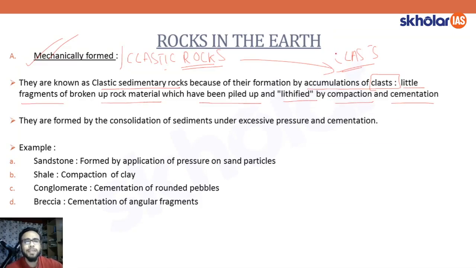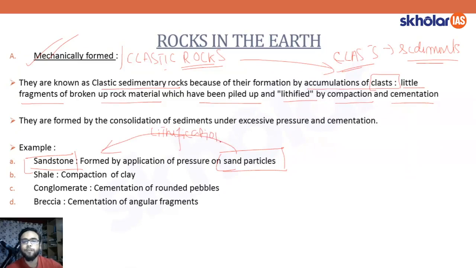Understood? So what are clasts? Clasts are nothing but rock fragments, or these can also be called as sediments, right? So these sediments under the process of compaction, cementation and compression will result in the formation of clastic sedimentary rocks. Fine, understood this point? Okay, now what are the examples of mechanically formed? First one is just sandstone. Now this sandstone is forming by the process of lithification, right? Lithification of what kind of sediments? By the lithification of sand particles. Understood this point? So these sand particles under the process of lithification will result in formation of sandstone.